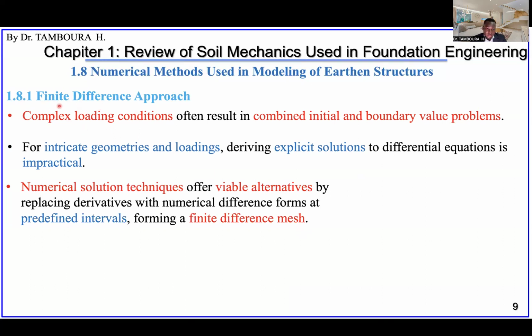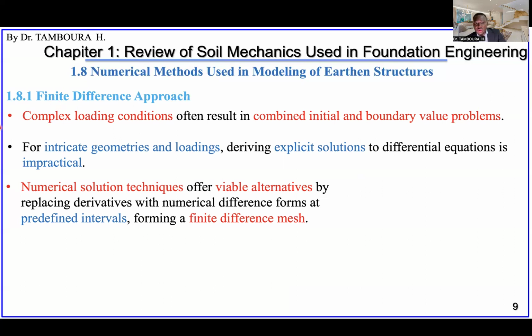Okay, so all is to say that if you have simple geometry and loading condition, you can use just analytically a mathematical equation, a simple mathematical equation, to solve your problem. However, when the geometry is complex and loading is complex, doing it with a simple mathematical equation is almost impossible. You have to use some numerical solution techniques.